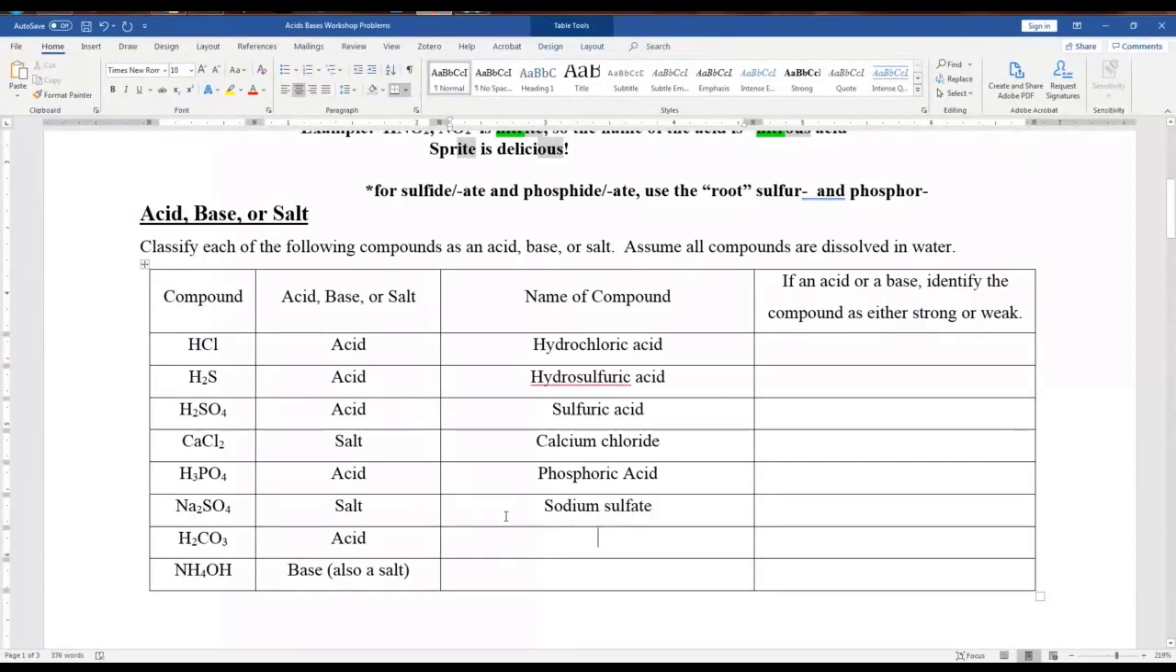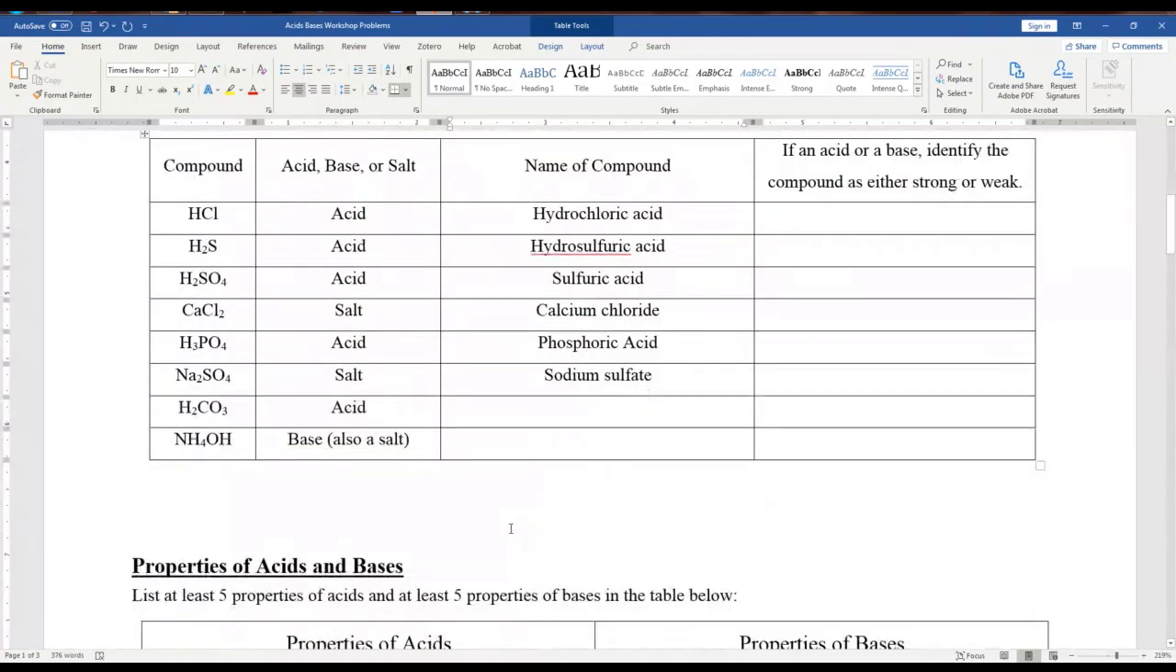CO3 is carbonate. Carbonate is carbonic acid. So carbonic acid. Very good.